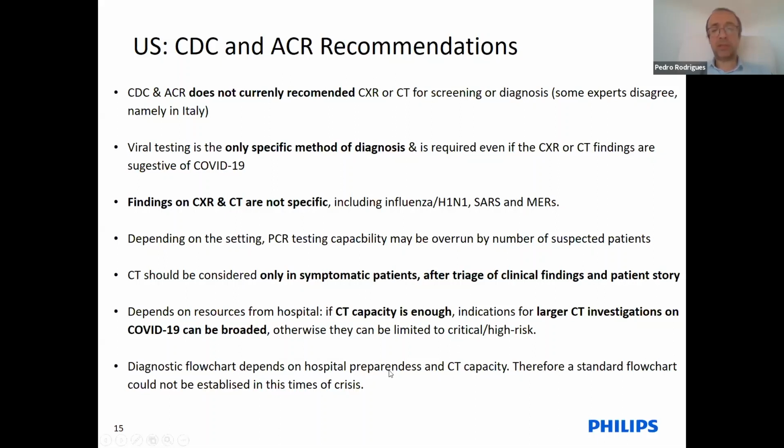We have seen, at least in Europe, that the flow charts of diagnostics and the interplay with CT depend a lot on hospital preparedness and how much CT capacity is free to dedicate to COVID-19. Therefore, we are seeing that the standard flow charts or guidelines are still not well established. But we suspect that over the next months these might change.